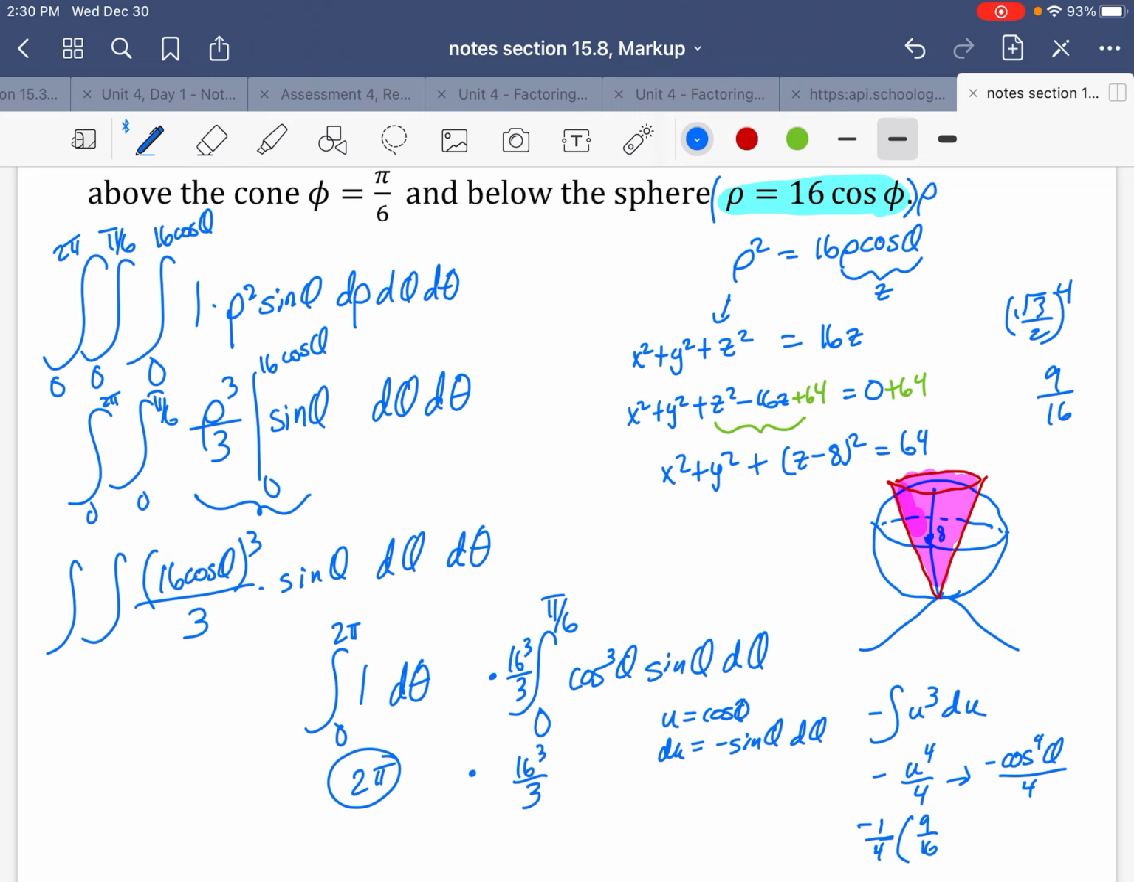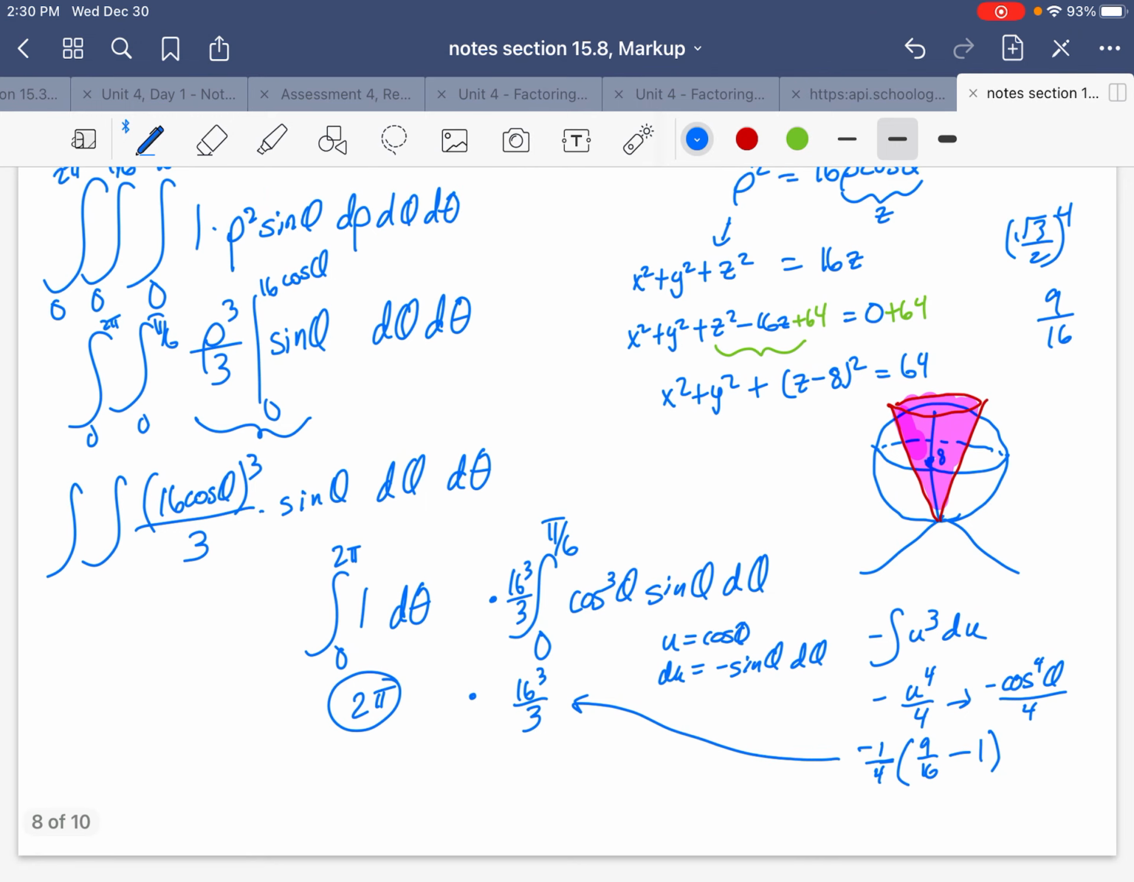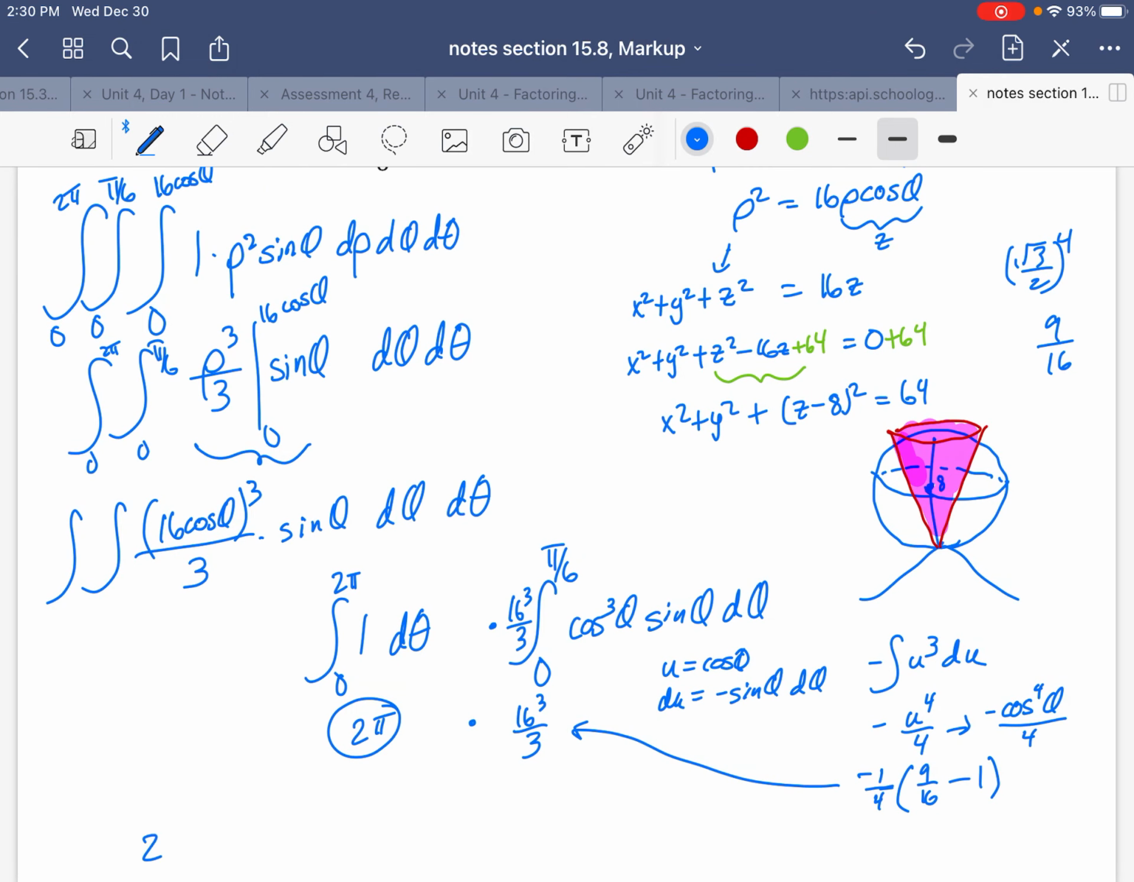So it'll be 9/16, minus when I put 0 in. Well, when I put 0 in, I get 1. All right, so this is what I'm going to put with my other piece right here. So let's see, we got 2 pi times 16 to the third over 3 times negative 1/4. Then I have 9/16 minus 1. So 9/16 minus 16/16 would be negative 7/16, right?